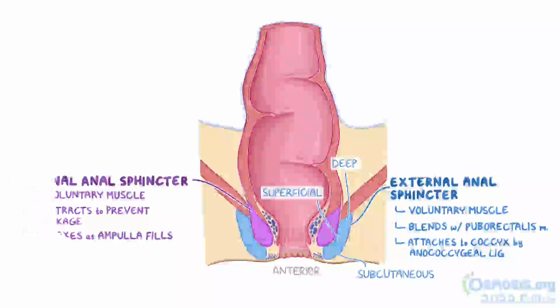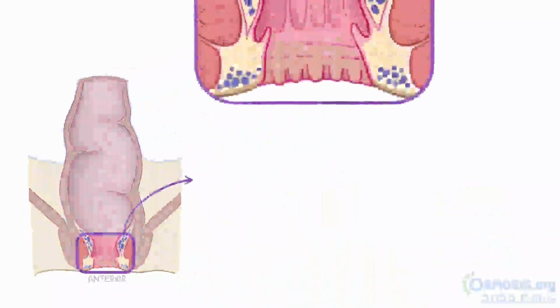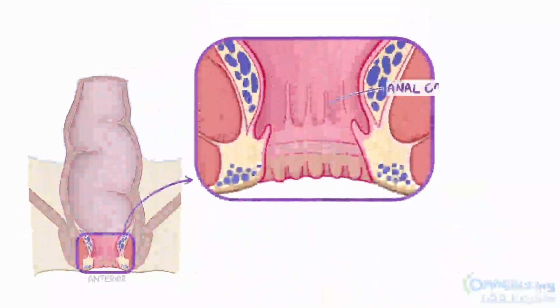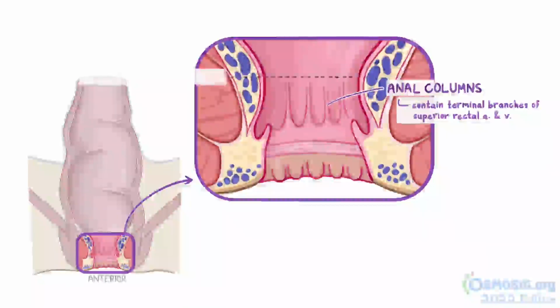Now, let's look inside the anal canal. The upper half of the anal canal has longitudinal ridges, called the anal columns, which contain the terminal branches of the superior rectal artery and vein. At the upper ends of these columns, the wide rectal ampulla narrows to join the anal canal, forming the anal-rectal junction. Also, the lower ends of adjacent columns are joined by folds called anal valves.